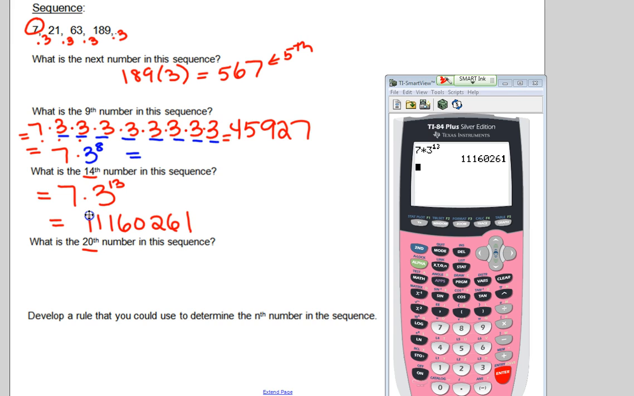Okay, so now if we want to get to the 20th number, this is going to be a lot easier now. We start at 7, and now I'm going to multiply by 3, and I'm going to have 19 3's in a row being multiplied to 7 to get to the 20th number.